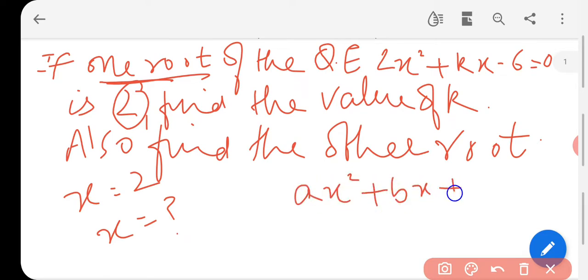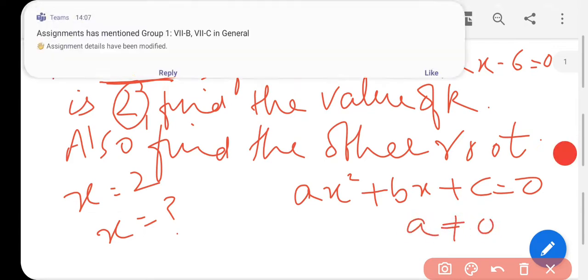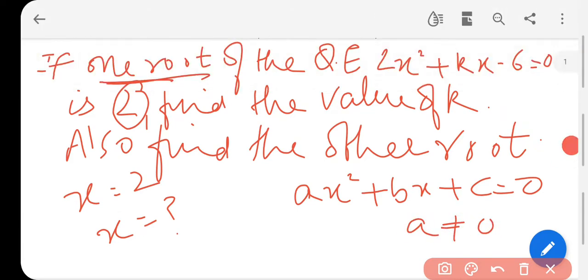Yes or no? Yes. And as I told you, the quadratic equation is always in the form of ax square plus bx plus c is equal to 0, where a, b, c are real numbers and a is not equal to 0. Yes or no? Okay, now class, let us do the solution of this question. So I want space, I will rub the board, and I hope you all have already written the question.